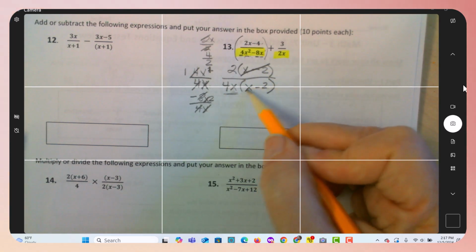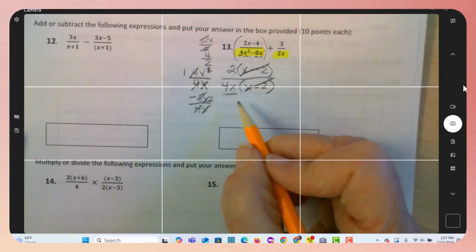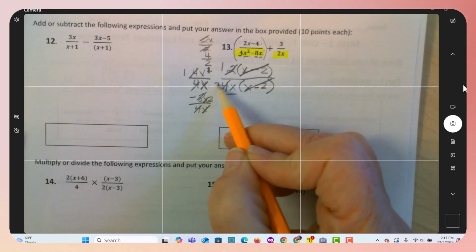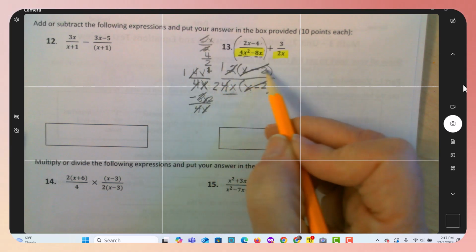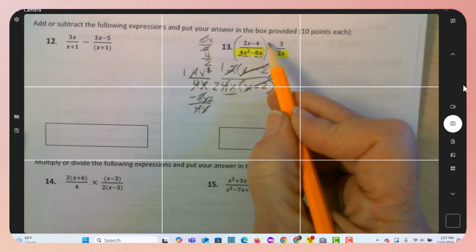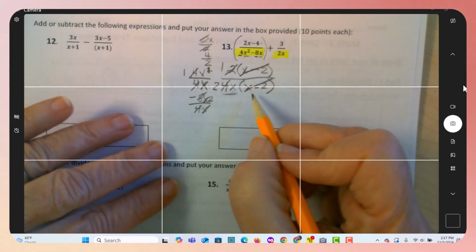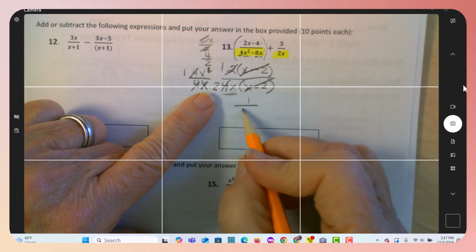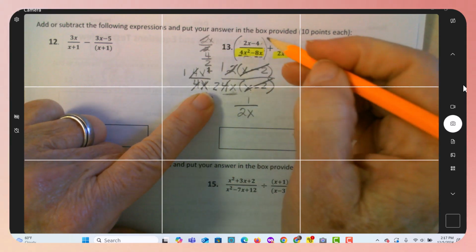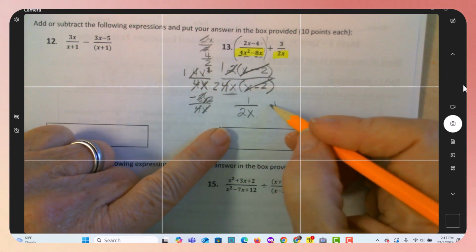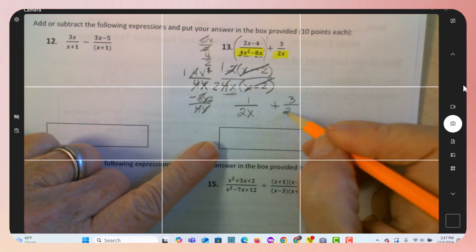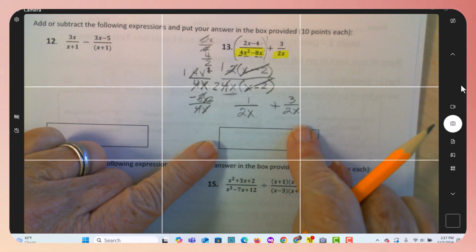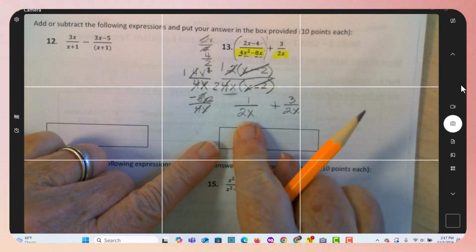x minus 2 over x minus 2 is 1. And then 2 goes into 2, 1, and 2 goes into 4 2 times. So the numerator of this part, this fractional part here, is 1, and the denominator is 2x. So when we simplify this, we get 1 over 2x plus 3 over 2x. Now I'm kind of relieved because I have a common denominator. I don't have to try to find a common denominator.